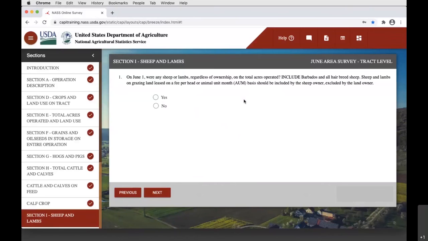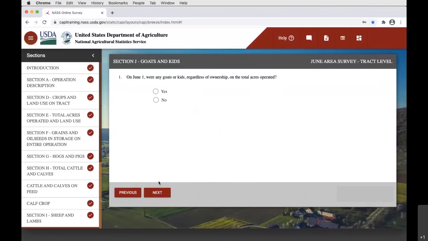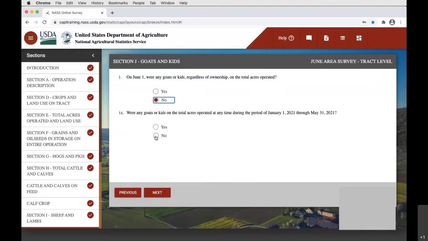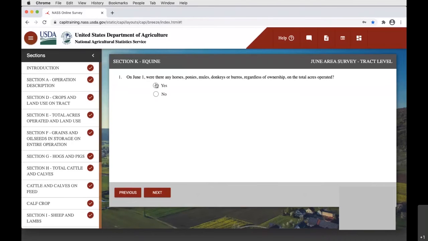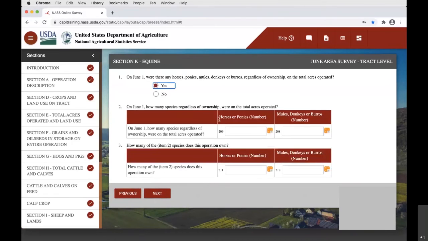Look at some of the other livestock questions. One of the changes from past years is that we're no longer going to be asking sheep and lamb inventory or goat and kid inventory. So if we say yes, then it just goes on to the next page. If we don't have any goats or kids, then it will go through the screening questions as we normally have. But if I said yes to any one of these questions, I will not be asked about any goats or kids. The horse and pony section hasn't really changed much in the last few years.